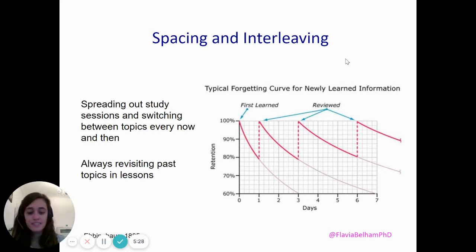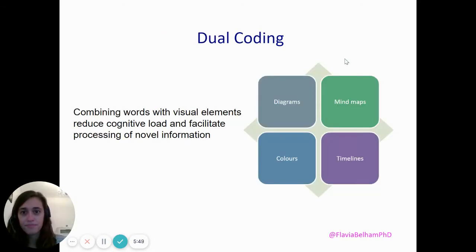All right, so the idea is that students should be spreading out study sessions, switching between topics, and then always, the most important thing, revisiting past topics, past lessons. So instead of saying, that was unit 1, I'm done with it, I've done the quiz, never going to study it again, it's about revisiting and then trying to connect unit 1 with unit 2, with unit 3, and so on. And the last one is dual coding.